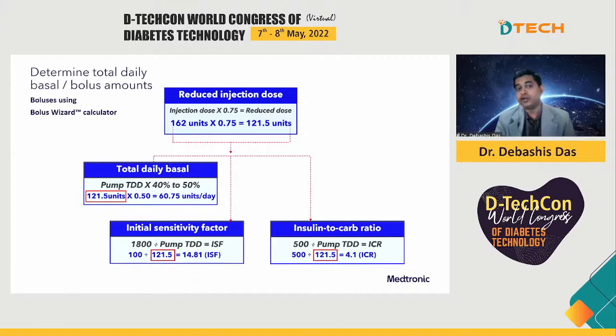To use a bolus wizard, as I said, we need an ISF. So 1800 divided by 121 in this case, which is around 14.81 milligram per deciliter, and ICR is 500 divided by 121. That's around 4.1. That's for every 4 grams of carbs you need 1 unit of insulin.